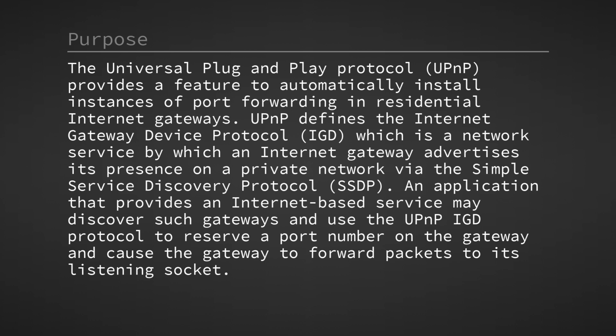The Universal Plug and Play protocol, UPnP, provides a feature to automatically install instances of port forwarding in residential Internet gateways. UPnP defines the Internet Gateway Device Protocol, IGD, which is a network service by which an Internet gateway advertises its presence on a private network via the Simple Service Discovery Protocol, SSDP. An application that provides an Internet-based service may discover such gateways and use the UPnP IGD protocol to reserve a port number on the gateway and cause the gateway to forward packets to its listening socket.